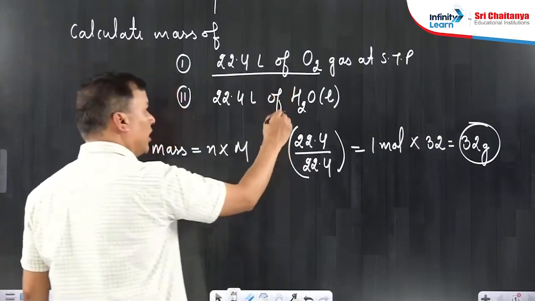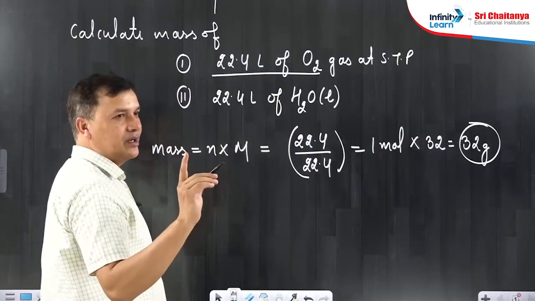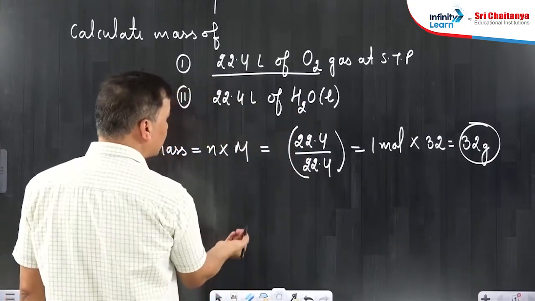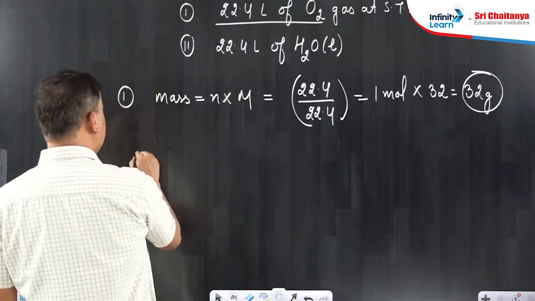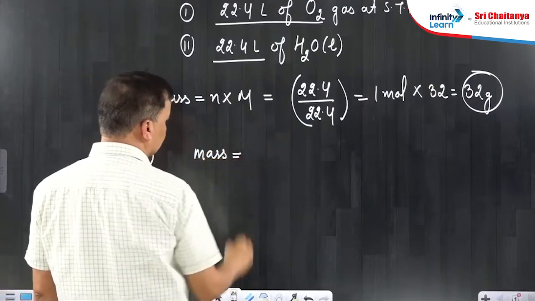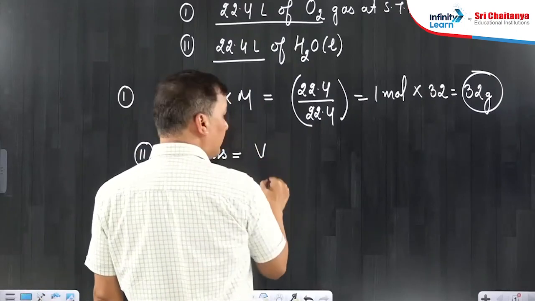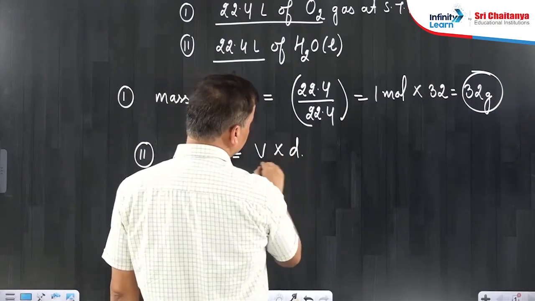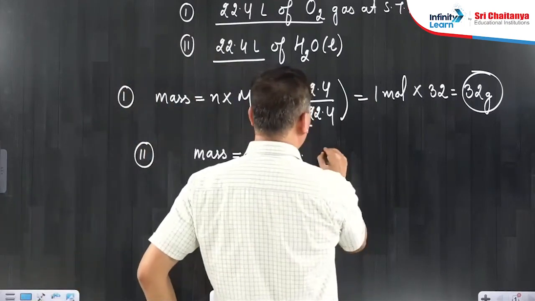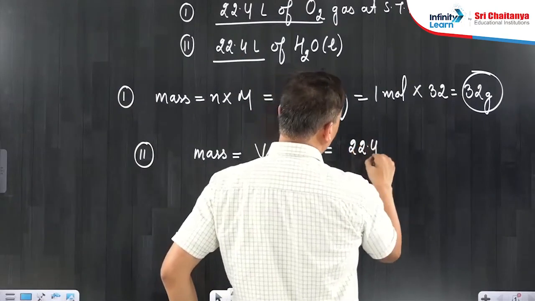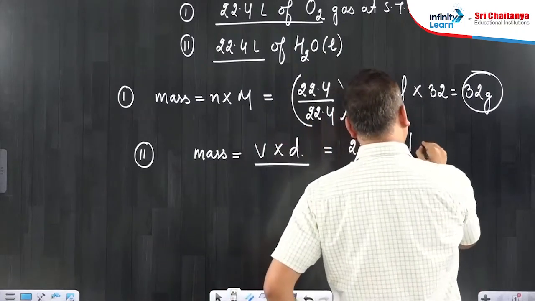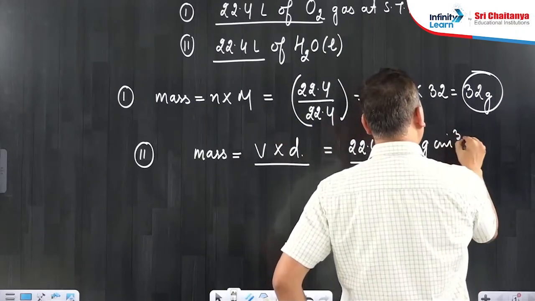Can I apply the same formula on the H2O liquid? No, dear student, because we cannot convert this way. This is liquid. So for the second, mass is equal to volume of liquid into its density. Are you understanding? Please tell me yes or no. So what is volume? Volume is 22.4, and for its density, it is 1 gram per centimeter cube.